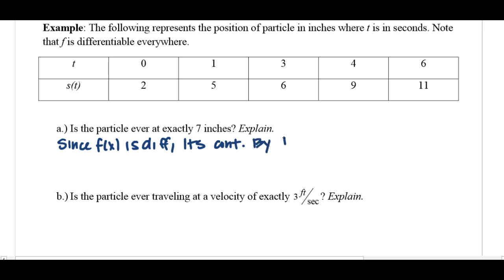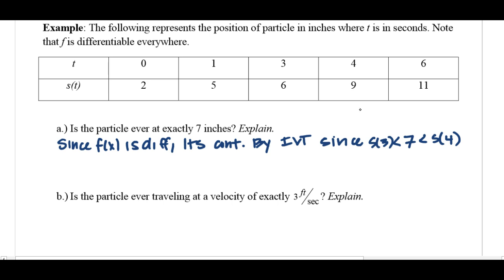By the Intermediate Value Theorem, since 7 falls between... I don't want to say since 7 falls between 6 and 9. I want to say since 7 is between s of 3 and s of 4. Of course 7 is between 6 and 9, but I want to reference the function.